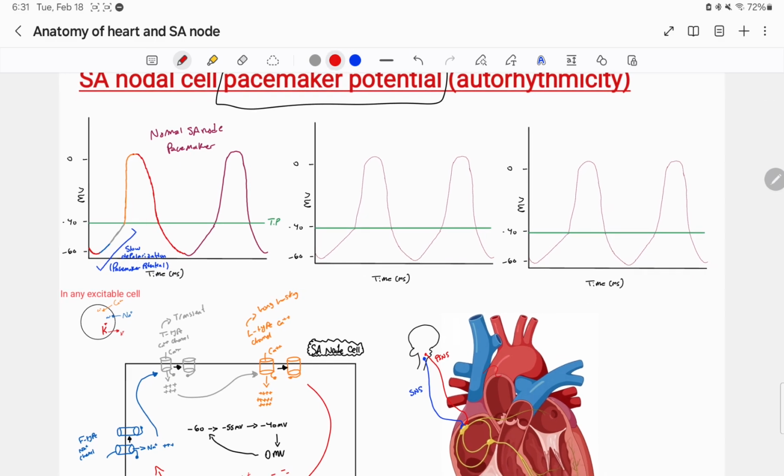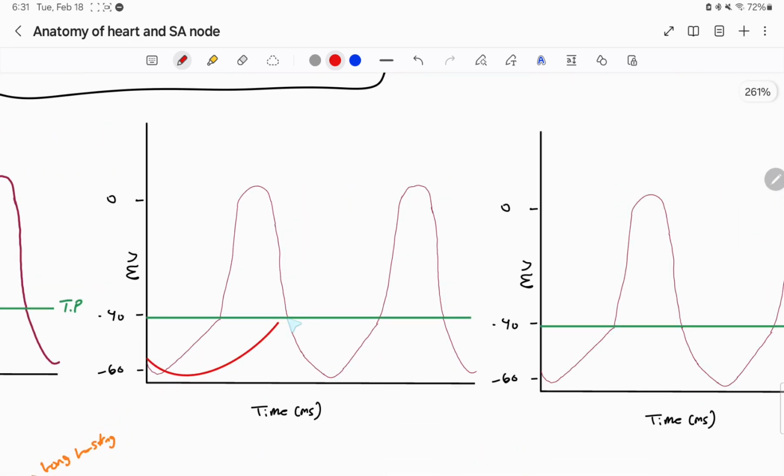Okay, so first, let's look at the parasympathetic nervous system. And I want you guys to tell me, after I draw this, what is the change? What is the difference that you're seeing, okay? All right, so here we go. Let me draw this, and then let's draw it going all the way up and down again.